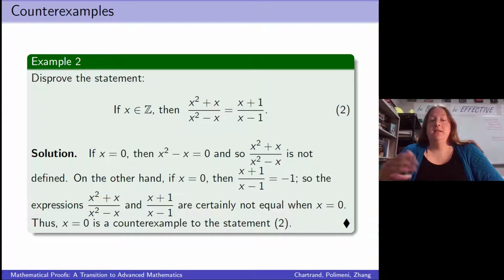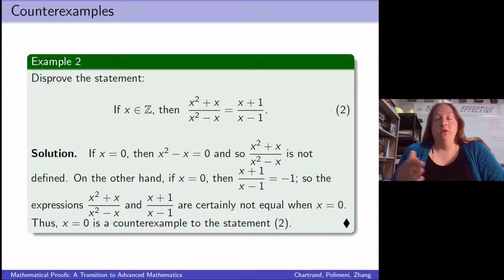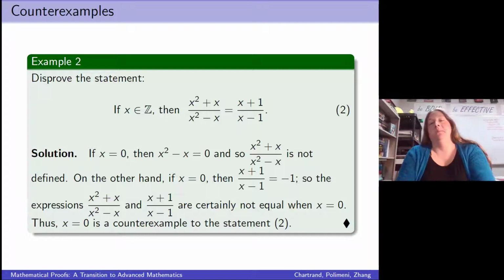So let's take a look at this example. We're going to try and disprove the statement that if x is in the integers, so any integer x, then x squared plus x divided by x squared minus 1 is going to equal x plus 1 divided by x minus 1. Now, in your head, you might be going, this isn't true, or you might be thinking, well, maybe it is. It's okay either way, all right?